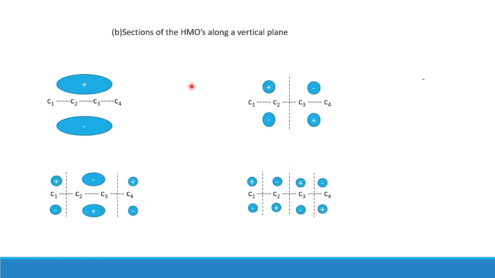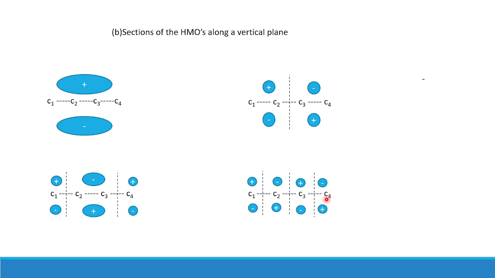Then these are the sections of the HMOs along a vertical plane. You can see here very well, as psi 1 has no node, all the signs are plus here, then here negative. Then psi 2 has one node. Then psi 3 has two nodes. Then psi 4 has three nodes. So in this way we have represented the sections of the HMOs along a vertical plane.